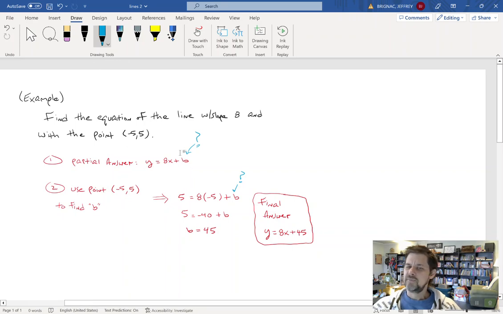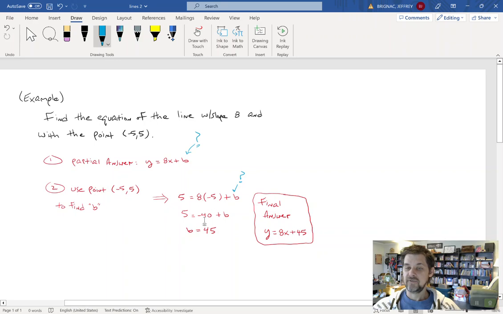In the last problem I just showed you, how do we find b once we figured the slope? I said we can use any known point on the line to find b. So if I know this point is on that line, then I can put -5 for x and 5 for y. That's what that means. So I do that, and I get this.